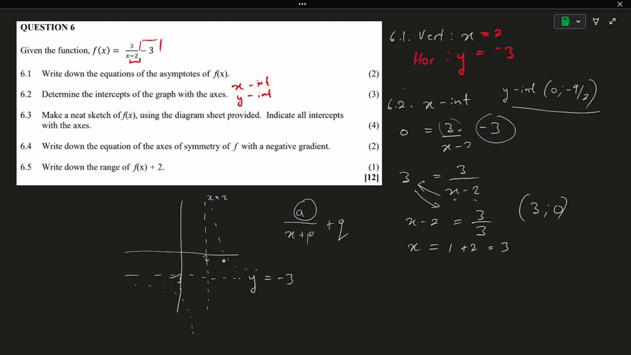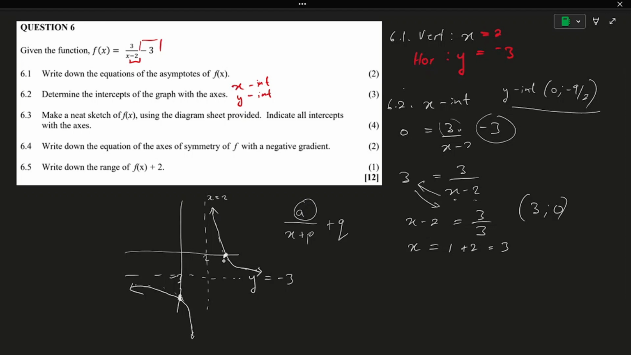So now we're going to plot the x-intercept and the y-intercept. Our x-intercept was 3 and 0, so we can expect it to be there. And our y-intercept was negative 4.5. This is negative 3. Negative 4.5 is somewhere around there. So we can go ahead and finish our sketch. You are going to label these intercepts and say this is your y-intercept and this is your x-intercept by showing the coordinates and stuff like that. So we're going to label this here and label this here.